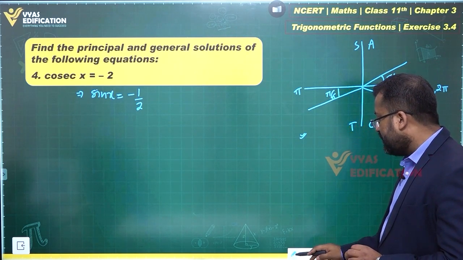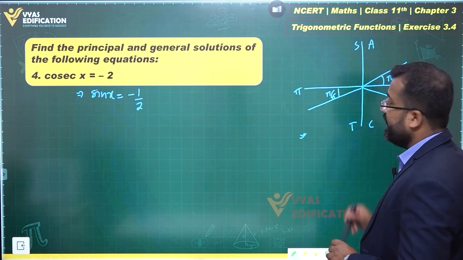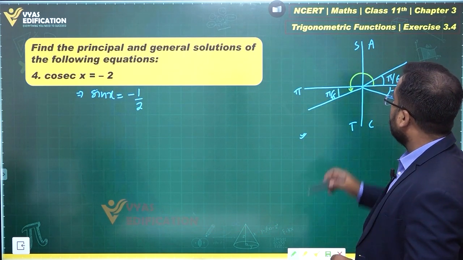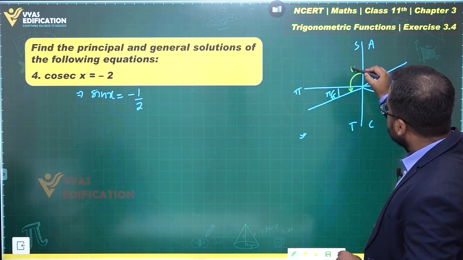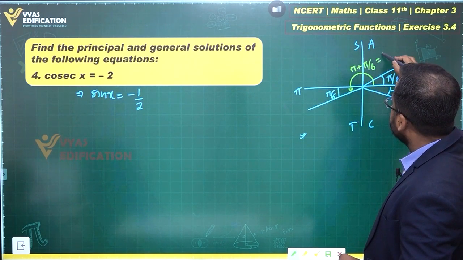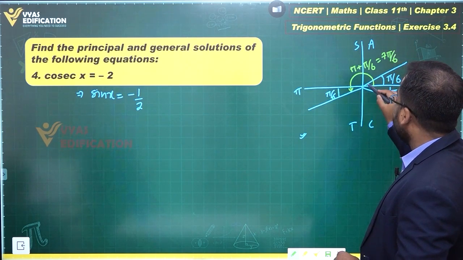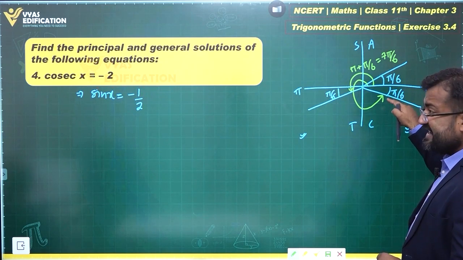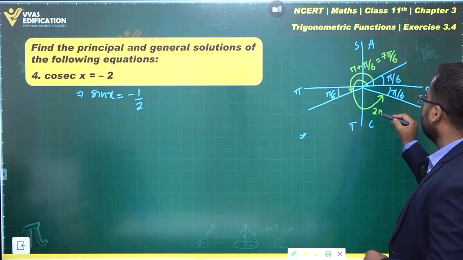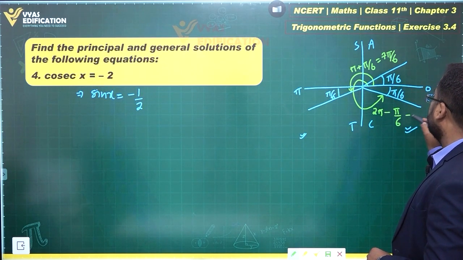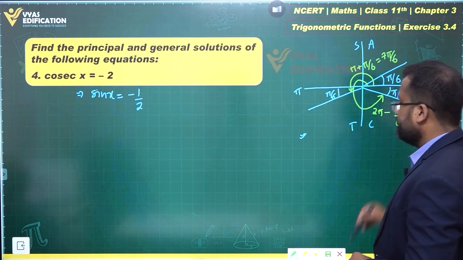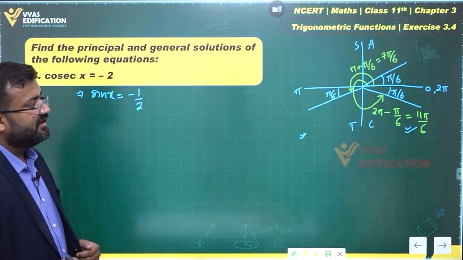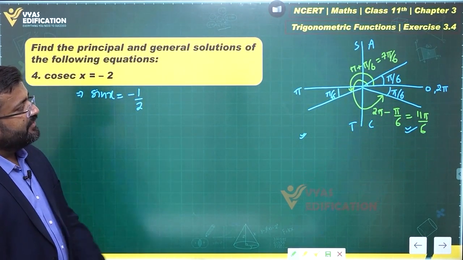But then angles are not measured from pi or 2 pi. Angles have to be measured anti-clockwise from this. What is this angle equal to? Please observe, this is pi and you add a pi by 6. This is pi plus pi by 6, which is 7 pi by 6. And you also have this angle. Starting from 0 to this will be 2 pi minus pi by 6. This is 11 pi by 6. That's the other angle.